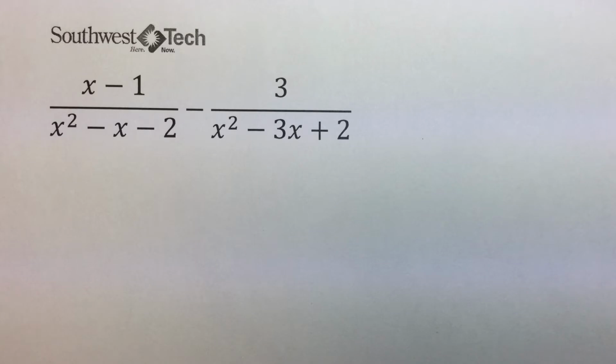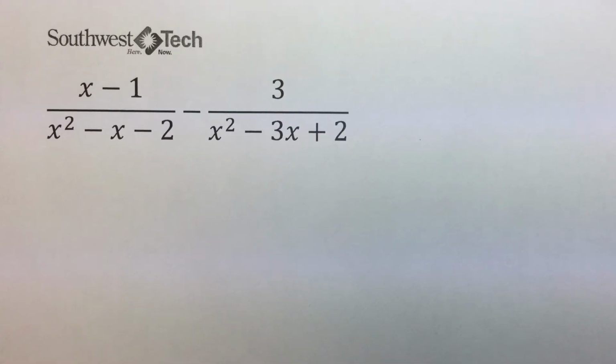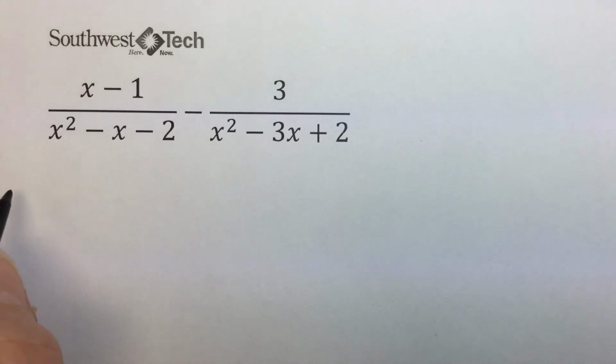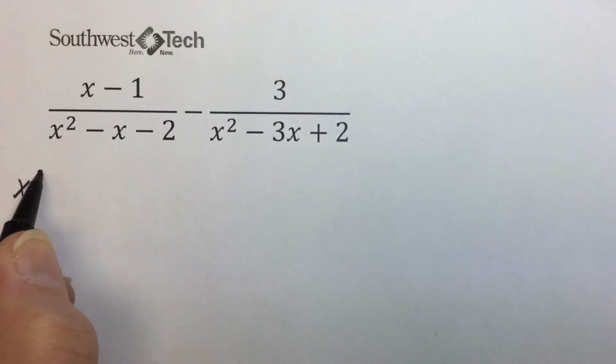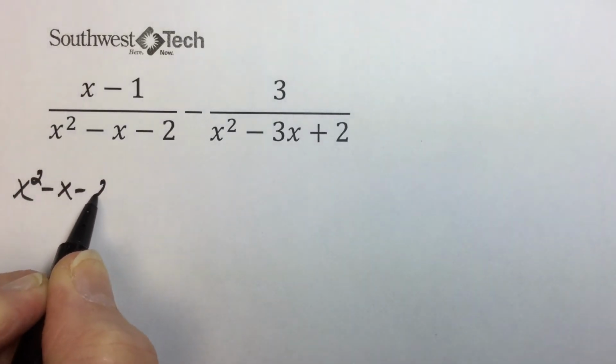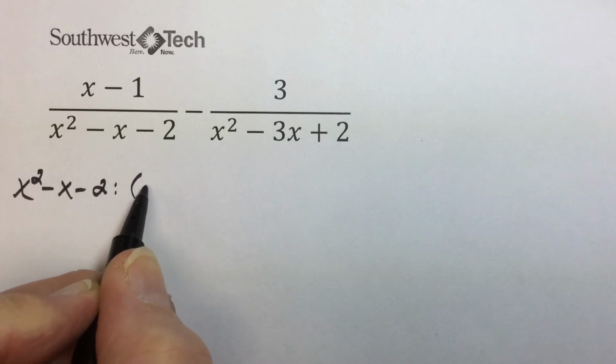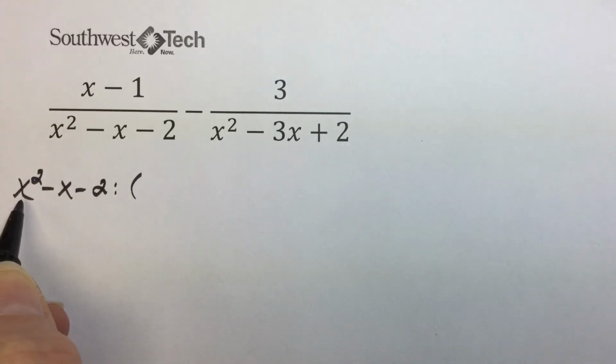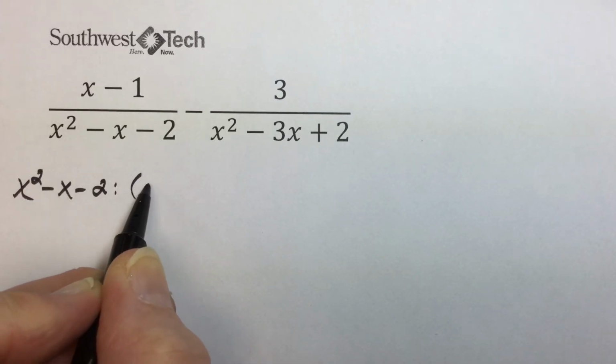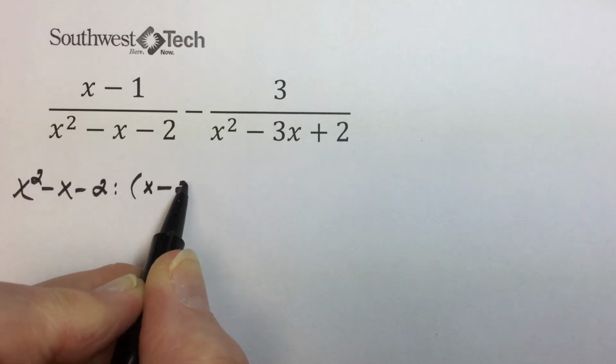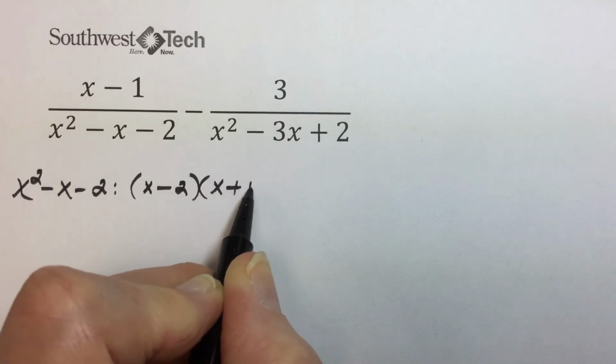To add or subtract rational expressions having different denominators, the first step is to find the least common denominator. To accomplish that, we will factor each of the denominators so that we know what the factors are. This trinomial from the first rational expression factors into x minus 2 times x plus 1.